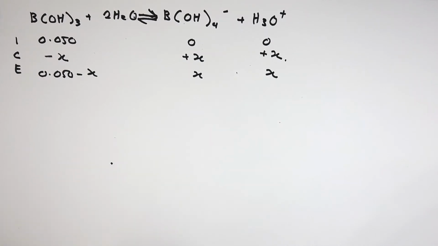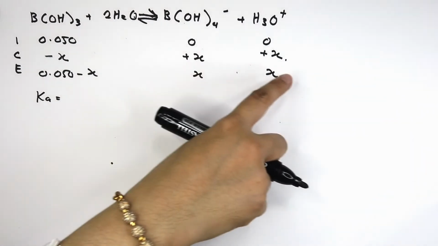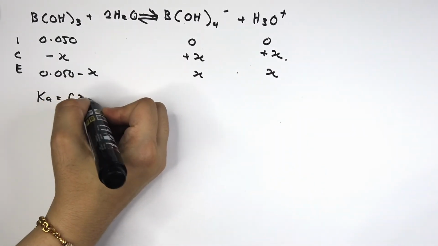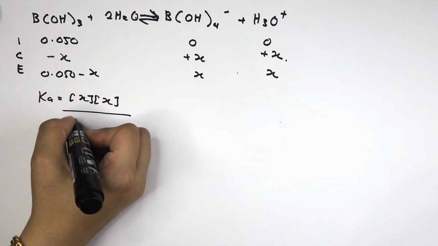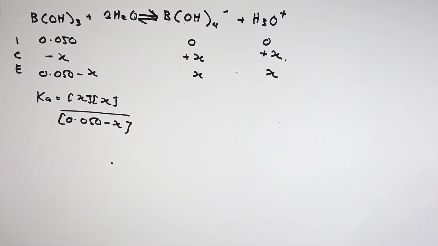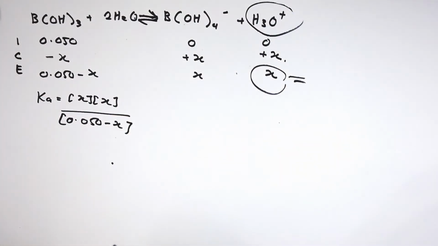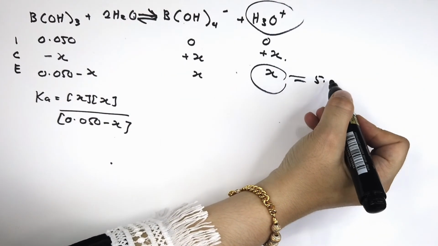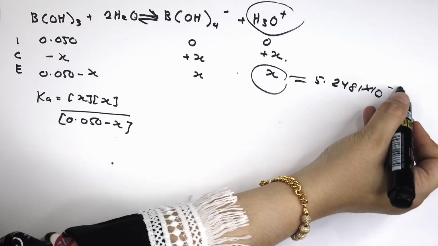Now what you need to do is calculate the value of Ka. The value of Ka is equivalent to whatever is in the product, X times X, divided by whatever is in the reactant, which is 0.050 minus X. Read again the question. Given to you is the concentration of hydronium at equilibrium, which is the X, equivalent to 5.2481 times 10 to the power of negative 6.